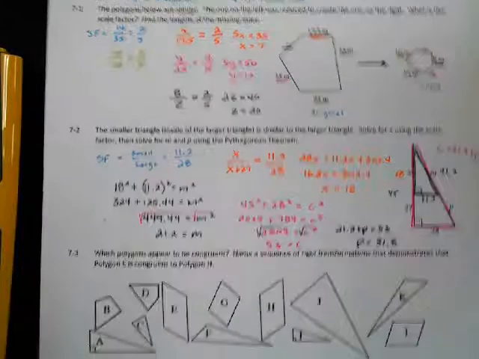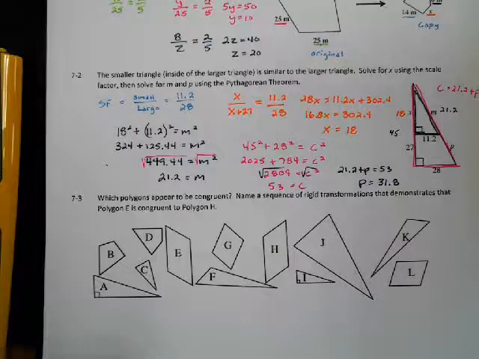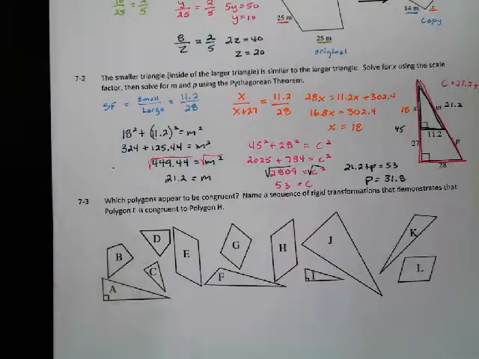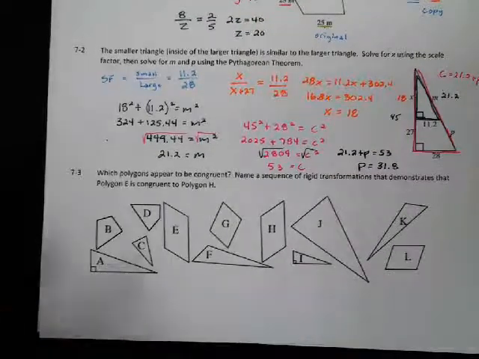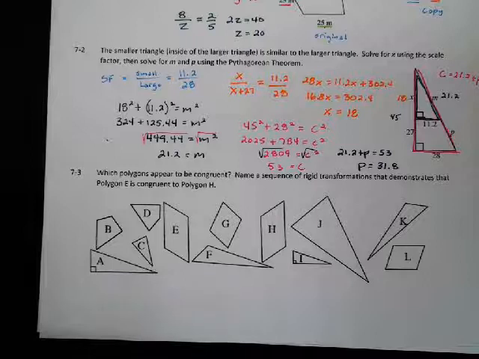Okay, so that's enough with similar. Let's go into congruence. So which polygons appear to be congruent to each other? Remember, congruent means they have the same measurements, so the angles are the same and the sides are the same, and they're maybe in two different places.